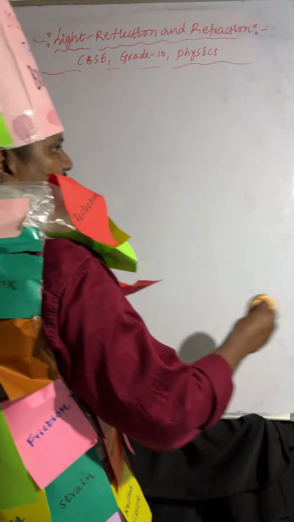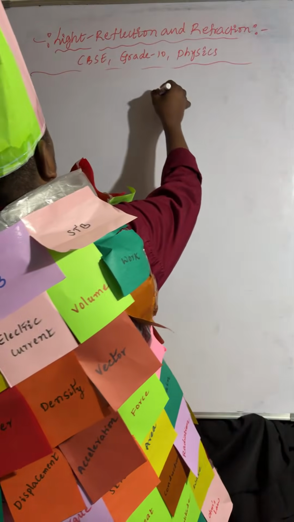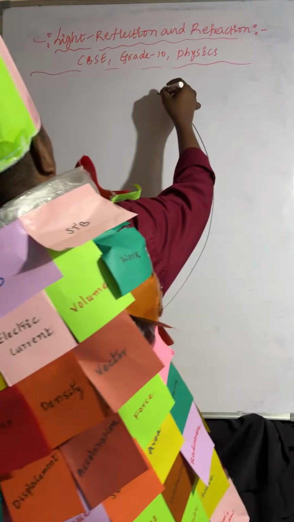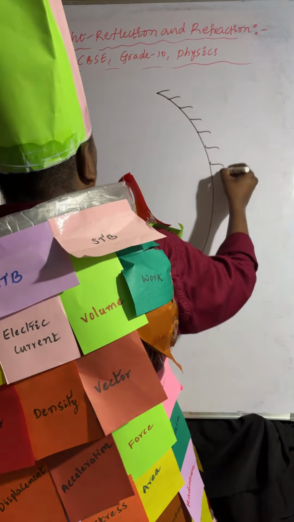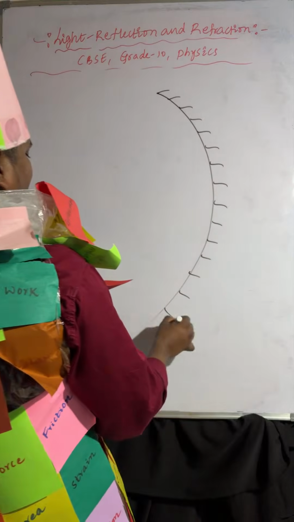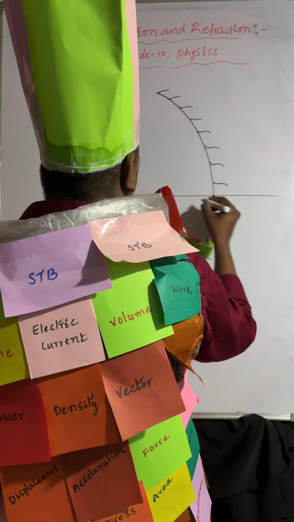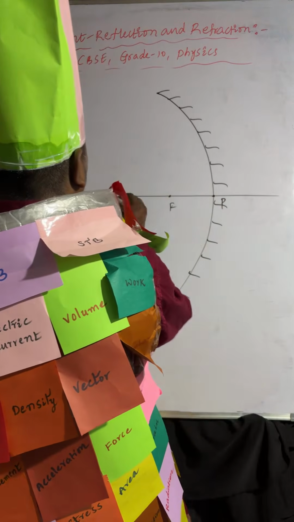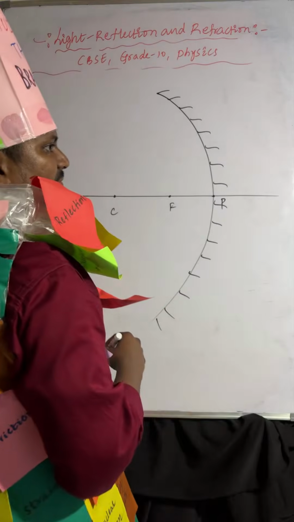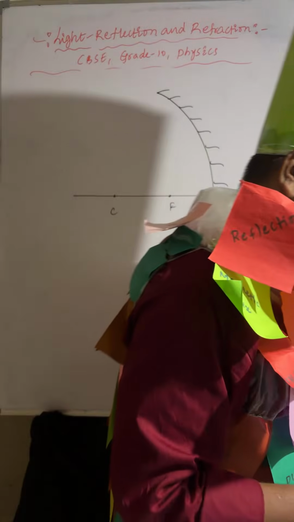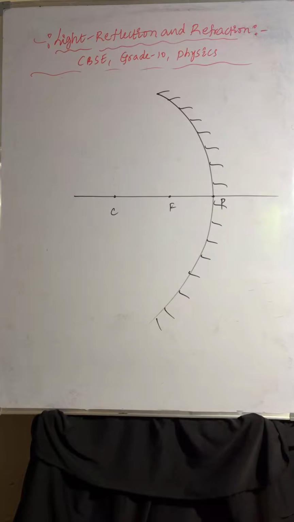Sign conventions. So here I'm taking the concave mirror. This is the pole, focus, center of curvature. The first point is that all measurements are taken from the pole. So we have to take all measurements from the pole.